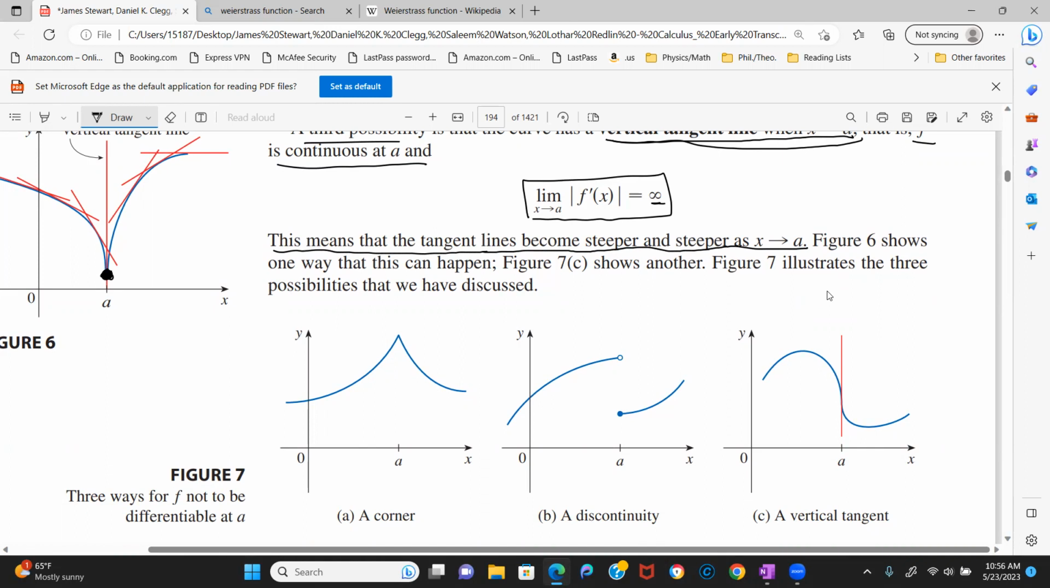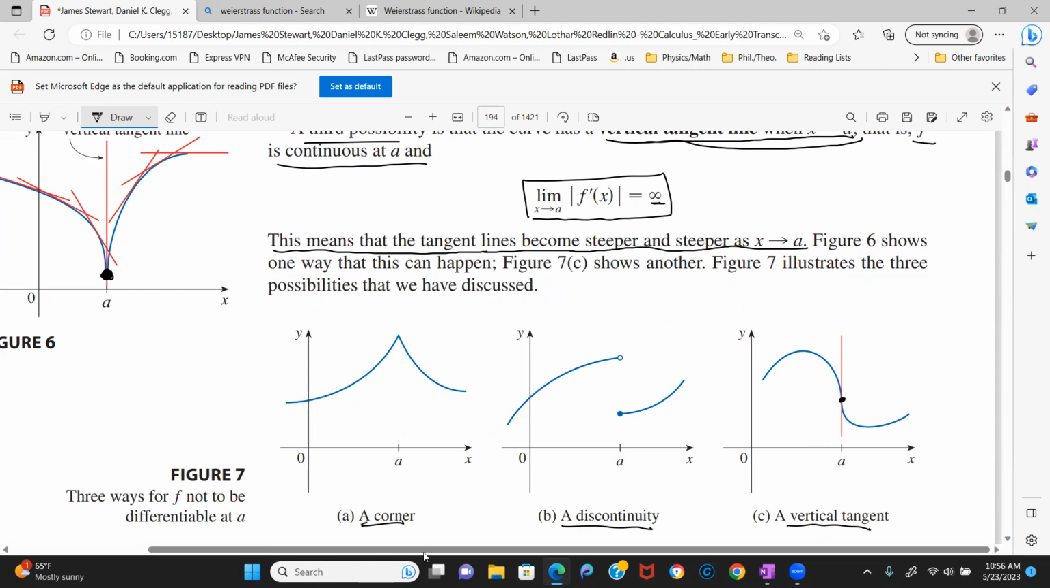So here are the three possibilities. Basically, you have a corner or a cusp. Here's a case, then you can have a discontinuity like we do here, and then here's a vertical tangent where you don't have a cusp. So you have a vertical tangent at this point, but you don't have any cusp there.